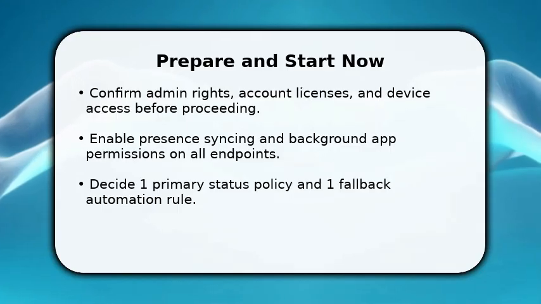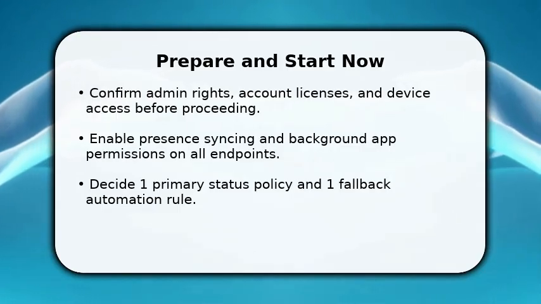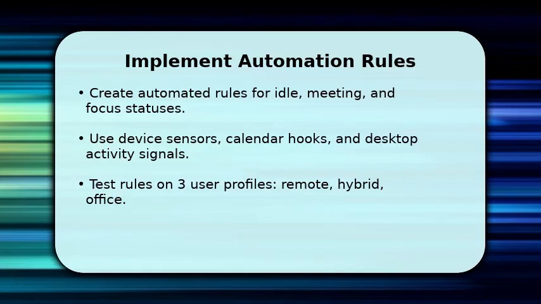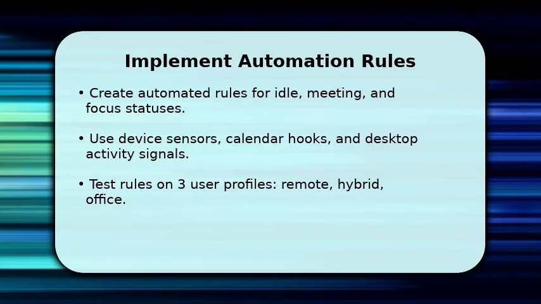You now build the middle layer, automation rules that translate signals to reliable statuses. Map calendar events to meeting status, using device sensors and desktop activity to detect idle versus active. Once done, configure priority. Calendar overrides idle, manual focus overrides both.